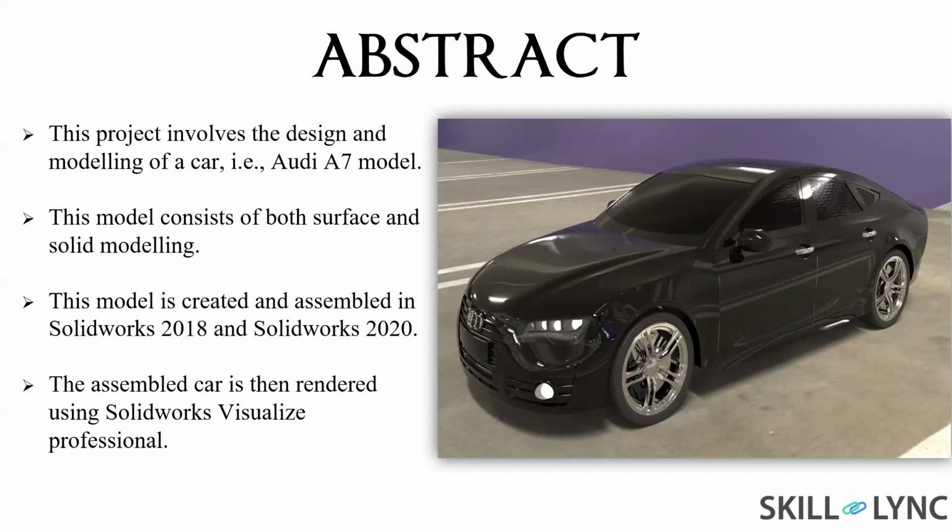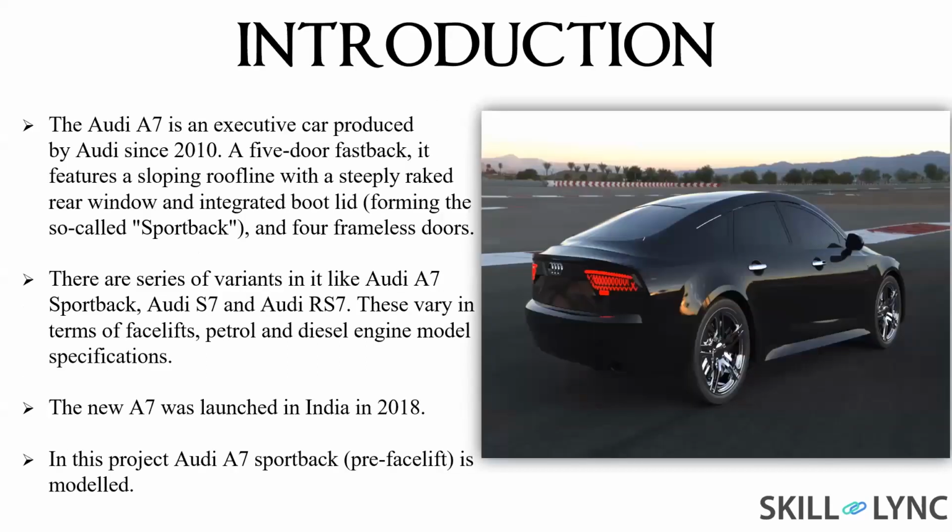Next, we all know that the Audi A7 is an executive car produced by Audi since 2010, and it's a five-door fastback car. That is, it has 4 frameless doors and a lift back door, and it consists of a sloping roof line with a steeply raked rear window, and it has an integrated boot lid, which makes it fall under the category of sports cars.